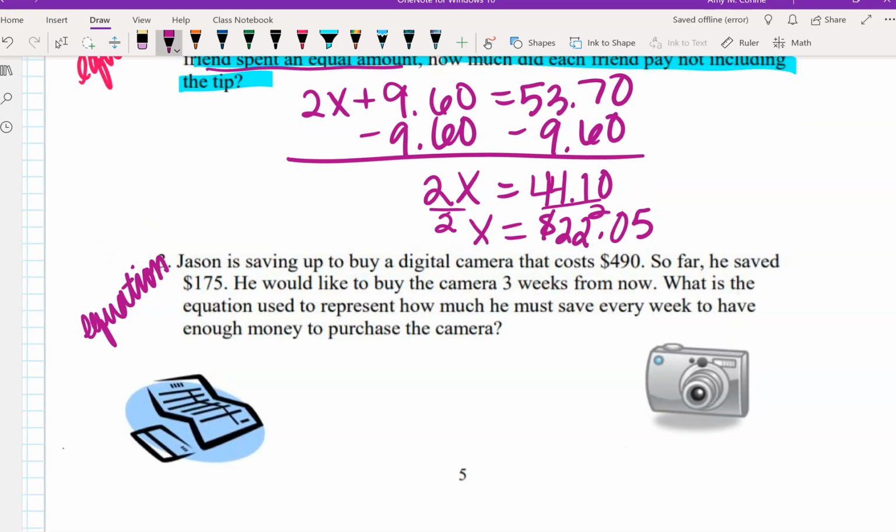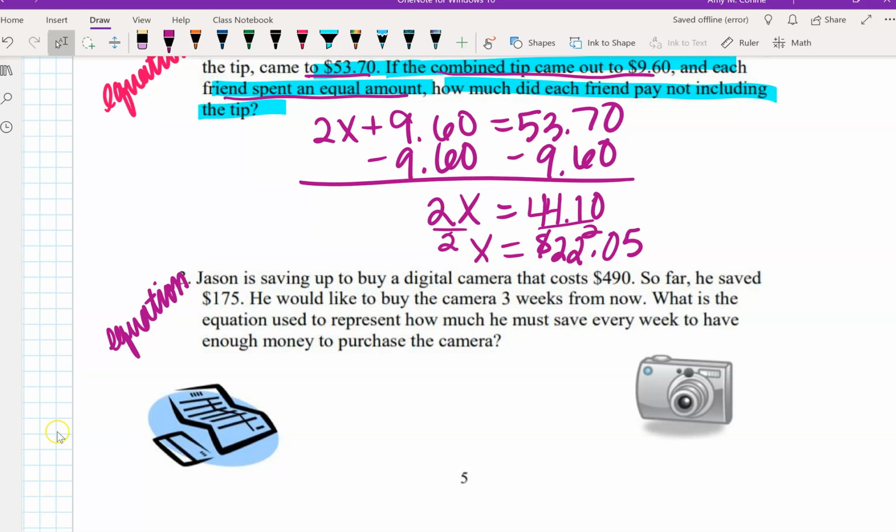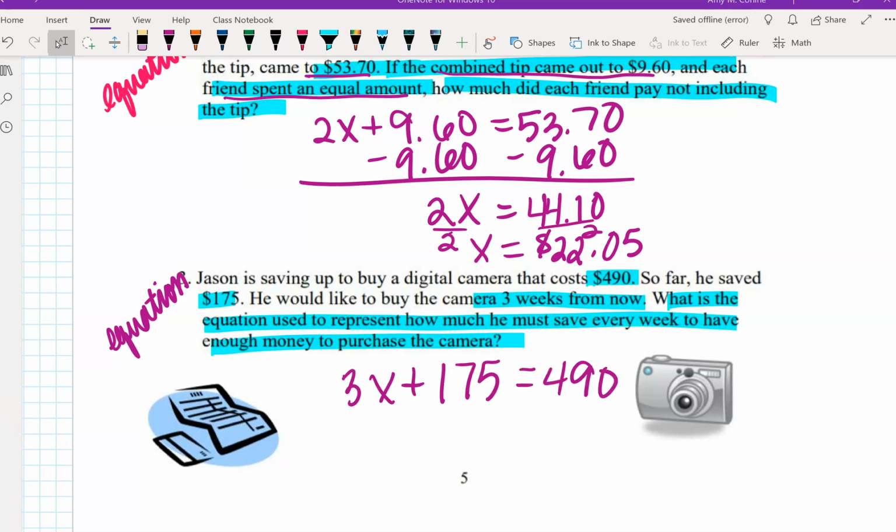I'm going to leave this up here so you can see what we did for the previous one and use that one to help you. Okay, so go ahead and do that now. All right, so this is the equation that I got. So 3x plus 175 equals 490. So I want you to go ahead and check what you have.